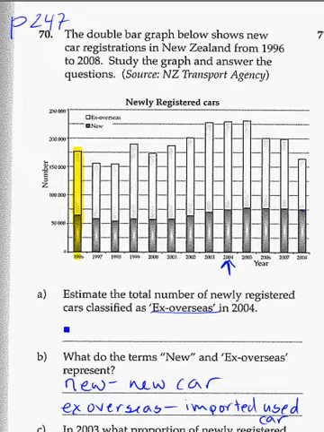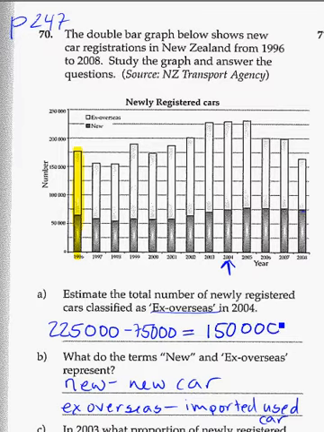That's pretty close to 225,000. So we make estimations here. And the new cars, they come in roughly at 75,000. So those are two easy points on the graph to read for us. So to figure out the number of X overseas vehicles, we subtract those two numbers, and we have 150,000 of them are actually X overseas vehicles.